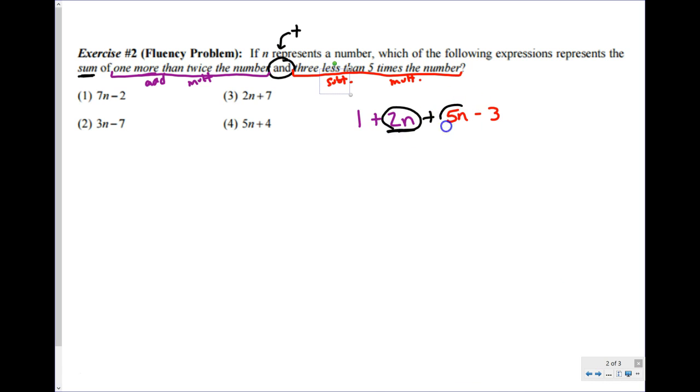I see a 2n and a 5n. What's 2n plus 5n? 7n. These are done, so I cross them out, carry the 1 down, and the negative 3 down, and now I combine the 1 minus 3 to give me negative 2. And is that an answer choice? Yep, it's number 1. Okay, so this might be something that a Regents problem would look like, right?